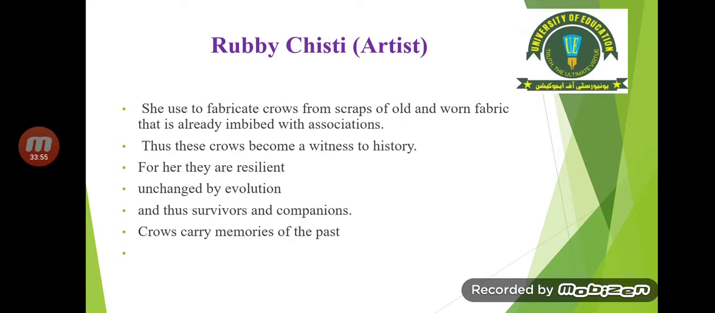So वो जो crows को इस sense में देखती हैं that they are associated with human beings from a very long period of time, and they have the quality to survive the severe conditions as well, and they have a very strong connection with history.